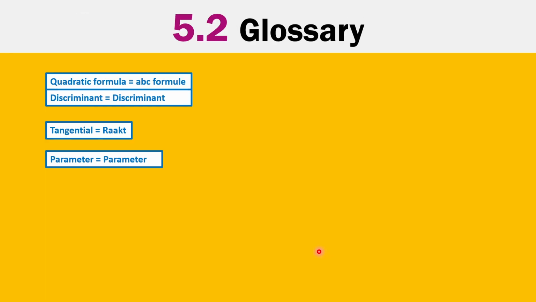And I think that's the end, right? Remember the new, quite important glossary words here: quadratic formula, discriminant, tangential, and parameter. In Dutch, by the way, parameter is parameter. Right, I think the actual pronunciation is parameter, and also in Dutch, parameter. Okay, good luck.